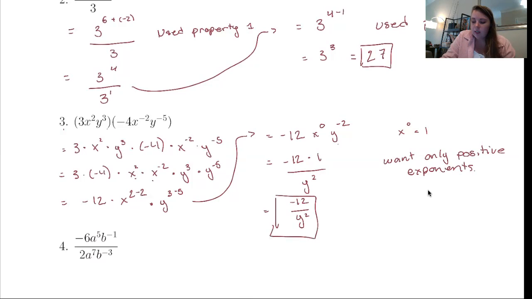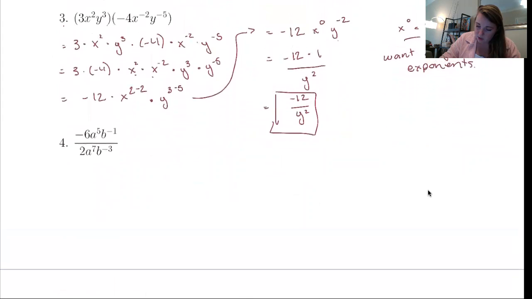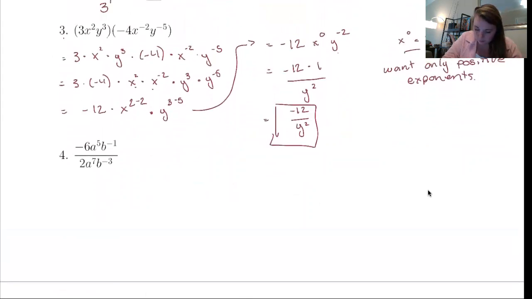And that's how we can get to -12 over y squared. Okay, it's fine that we don't have an x involved because I know x to the 0 is just 1. So when we talk about simplifying, I only want positive exponents. All right, we did one with multiplication, so now let's do one with division.